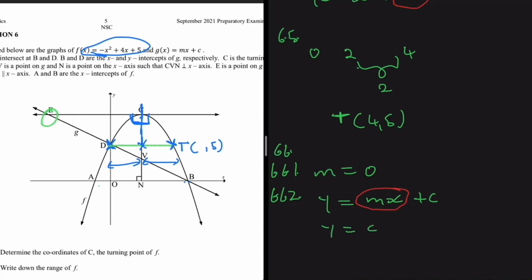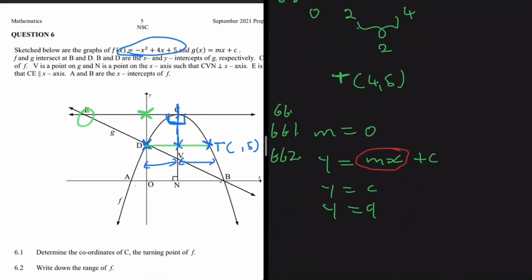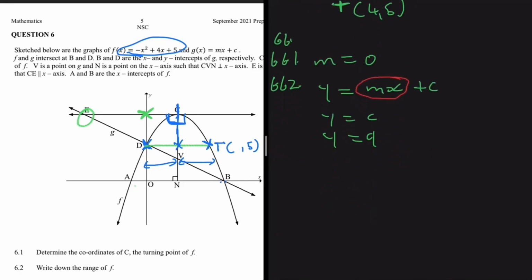But we know the value of c, right? The y-intercept is right here, it is the y-coordinate of the turning point. Our turning point is C, right? So the y-coordinate of our turning point, we determined it in 6.1. We know that it is equal to 9, right? So at E, g of x is equal to 9, essentially, right? It's equal to the equation of EC.